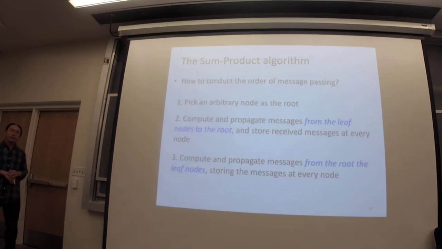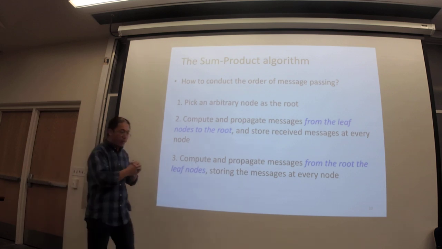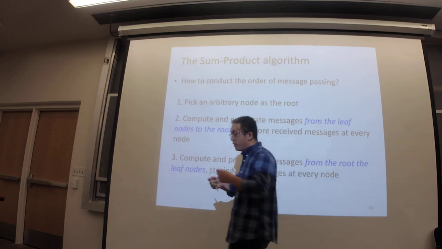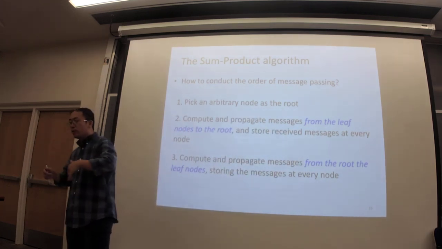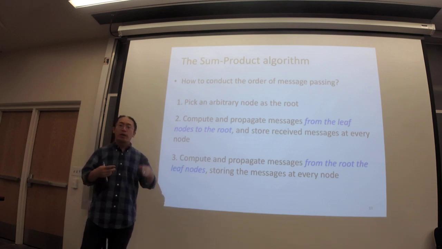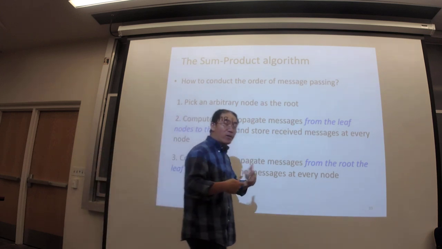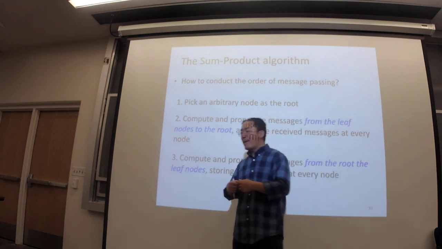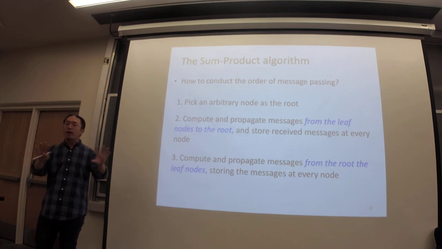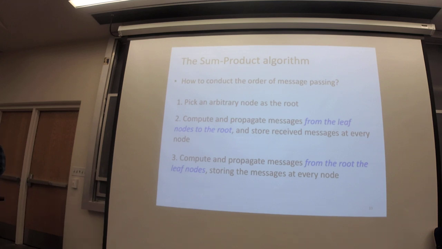But the issue is that the interdependencies look complicated. Every time we calculate a message from variable to factor, it depends on a set of messages available from factors to variables, or vice versa. We need to carefully pick a calculation order to ensure that every time I want to calculate one type of message, I have all the required dependent messages available. So here is one way to compute all the messages.